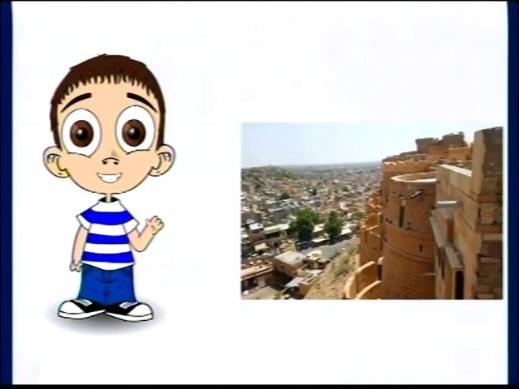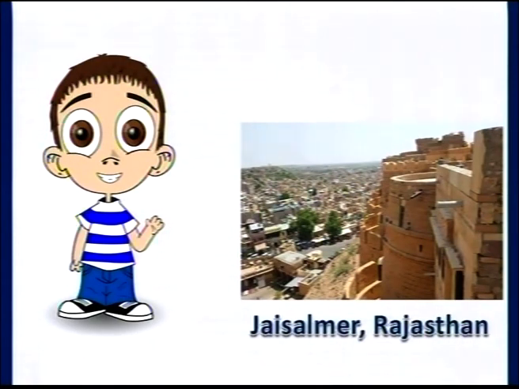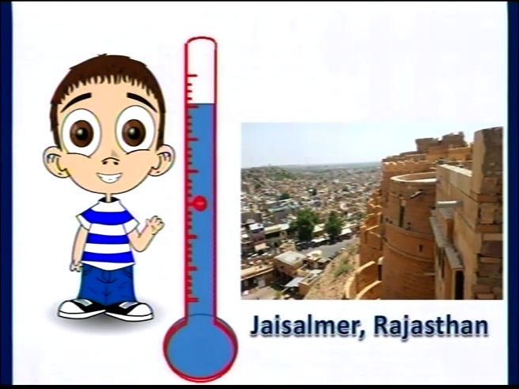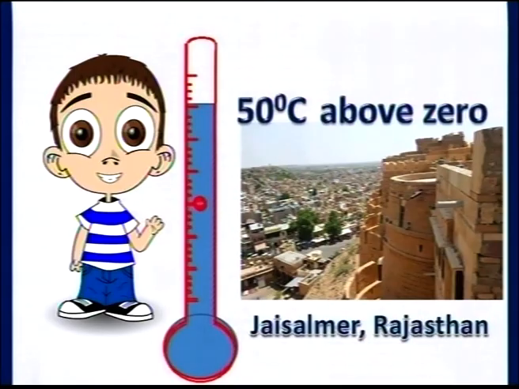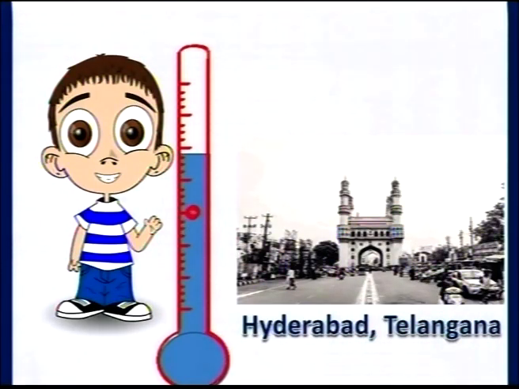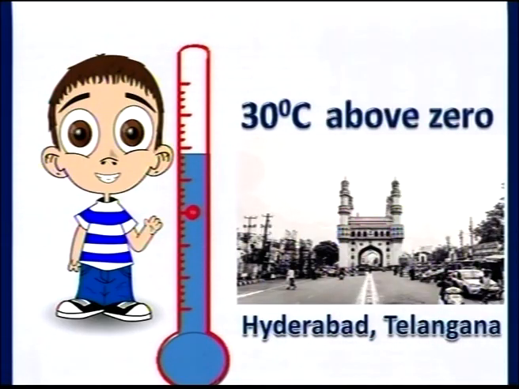Okay children, now observe the place here. It is in our India, it is Jaisalmer, which is in Rajasthan, and it is the hottest city. On a day, its temperature is recorded as 50 degrees above 0. And you can observe another place which is in our state, Telangana, that is Hyderabad. Here, the temperature recorded on the same day is 30 degrees above 0.